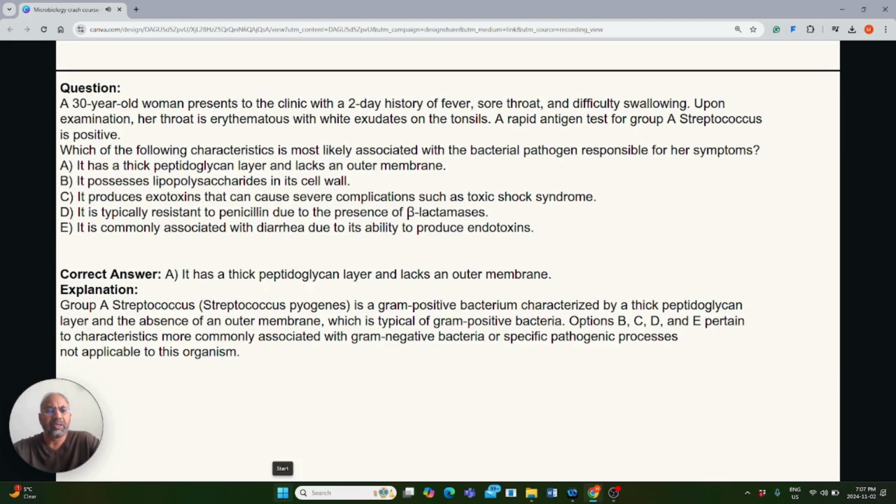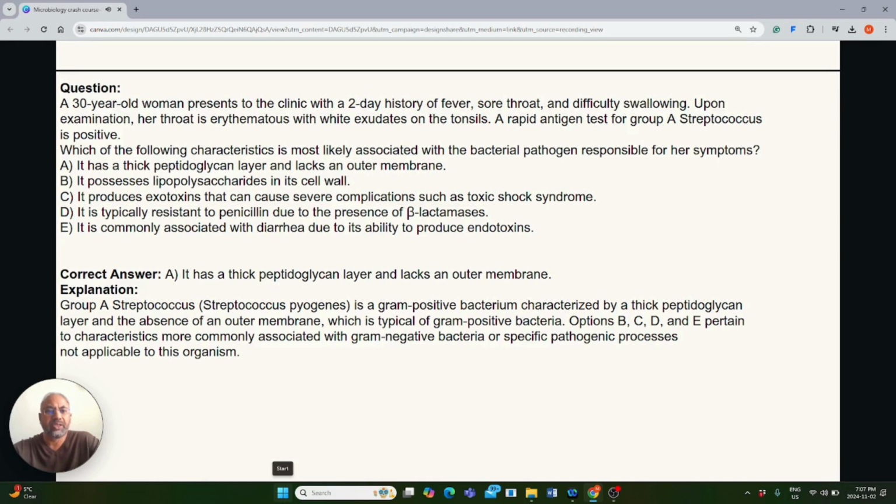The next is typically resistant to penicillin due to the presence of beta-lactamases. So here we are talking about a penicillin-resistant organism, which again is not the case here because this is a milder infection, a very short duration infection, and there is no indication of any antibiotic resistance in the question.